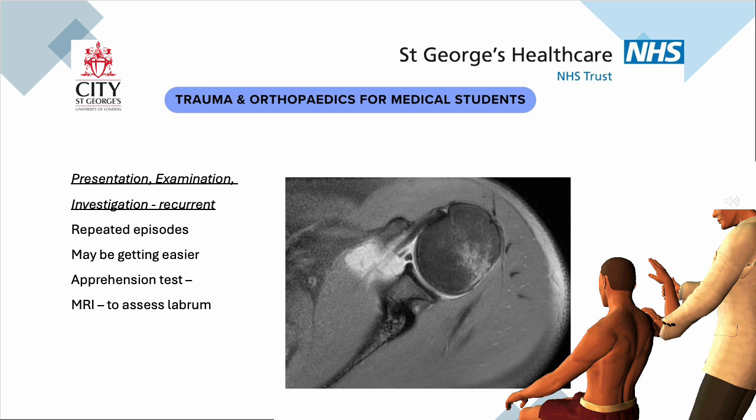The standard test is an MRI scan to have a look at the labrum and see if it's damaged, also to look at things like the Hill-Sachs lesion, which is a dent at the back of the humeral head that you get when the humeral head engages on the glenoid.